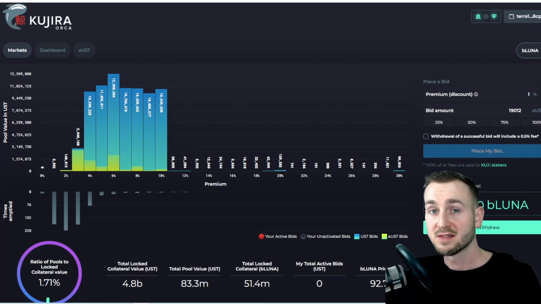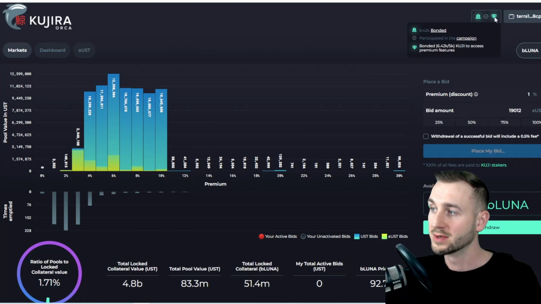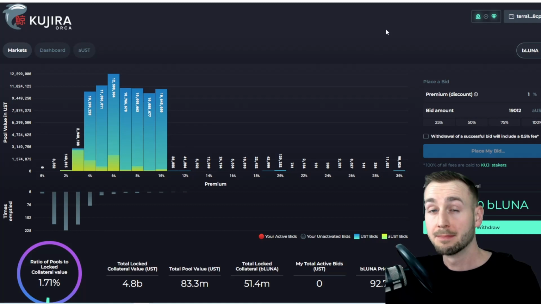Do note here, because I've staked over 5,000 Kujira, I have the premium features enabled. So if you're just logging onto this for the first time, you might not be able to see all of these things down here. And as you can see, this is denoted up here by the diamond being highlighted. So with Kujira, we can place bids on these liquidations at varying percentages. So if I wanted a 1% premium on the market value, I would put a bid in here at 1%. So I could click this 1% tab. Or maybe if I want to go to, say, 4%, if I click that there, you can see over here the premium changes to 4%.